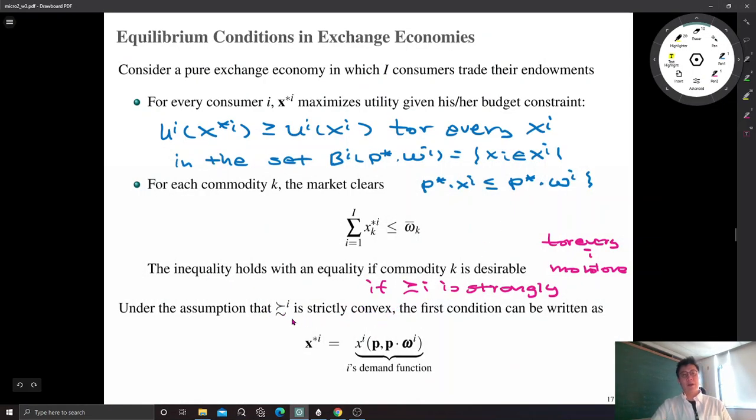One implication of strict convexity is consumer i's optimal choice at each price vector. Given price vector p, and p dot omega_i is consumer i's wealth in this pure exchange economy. So given the price vector and his wealth, consumer i's optimal demand is going to be a single-valued function. So x_i, the bundle maximizing consumer i's utility, is going to be consumer i's demand function. So the first condition can be written as consumer i's choice coming from consumer i's demand function.